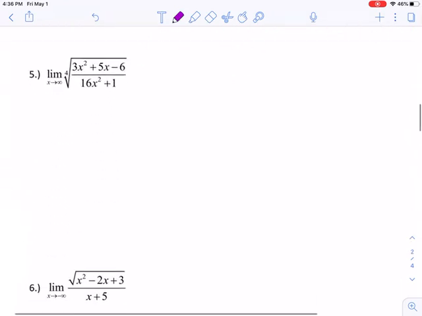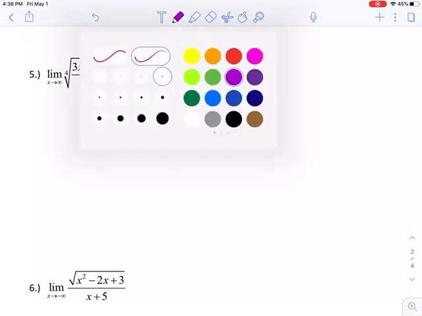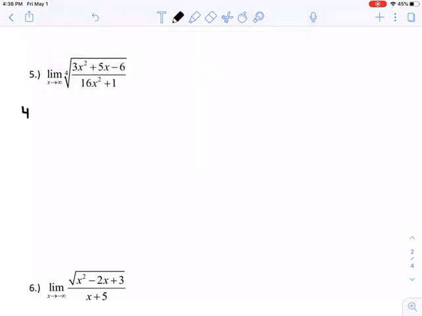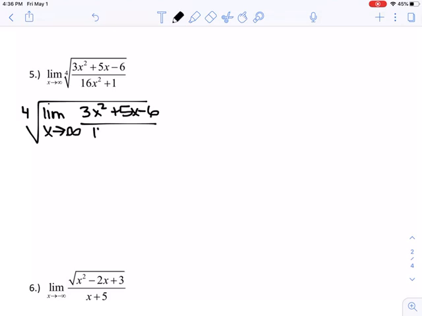Number 5, I've got the limit as x approaches infinity of the fourth root of my fraction. So what we can do on this one is, since I'm applying one function to the other, I can go ahead and remove my fourth root and put it on the outside, apply the limit to the inside, and then take the fourth root of my answer. And I can do that since my fourth root is being applied to that whole function of 3x squared plus 5x minus 6 over 16x squared plus 1.